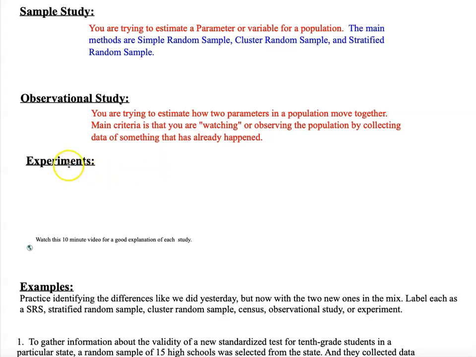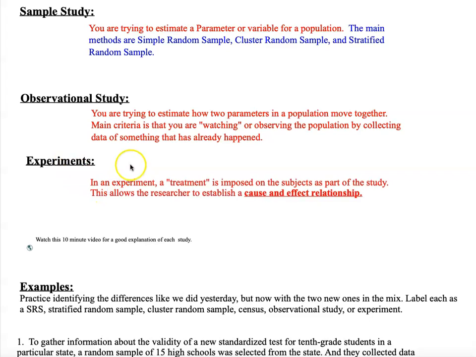Okay. Then we have experiments. That's our third type of study. In an experiment, some kind of a treatment, and we call it a treatment. That sounds like kind of like a medical term, but a treatment basically is anything that we try to do or any kind of method that we try to change a behavior. And so it says, in an experiment, a treatment is imposed on the subjects as part of the study. This allows the researcher to establish a cause and effect relationship. Okay? So that's what an experiment is for. We're trying to establish a cause and effect relationship.